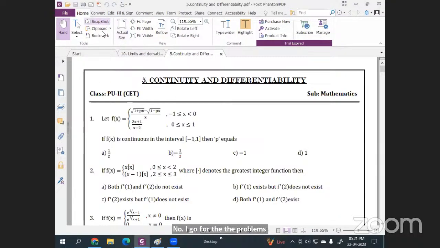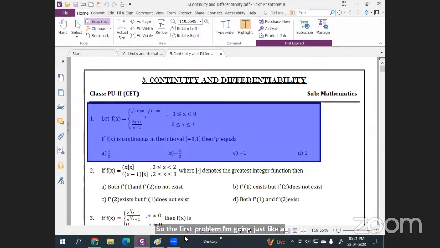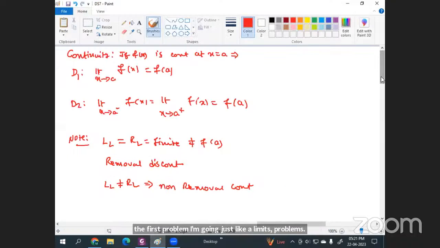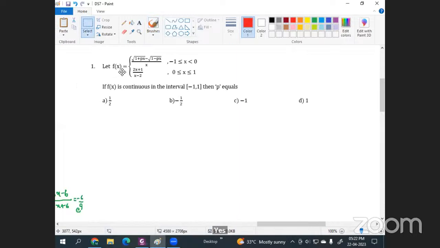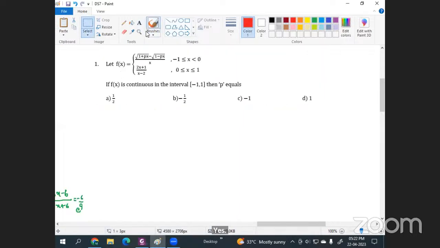So the first problem I'm going. Just like the limits problems only, the extra thing is continuity. Now this is the function: f of x equal to root of 1 plus px minus root of 1 minus px by x, for x less than 0, and 2x plus 1 by x minus 2 for x greater than or equal to 0. So ending with 0 and starting with 0, at this place we have a possible discontinuity.